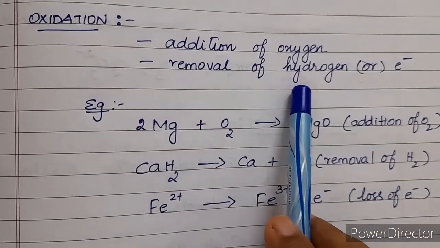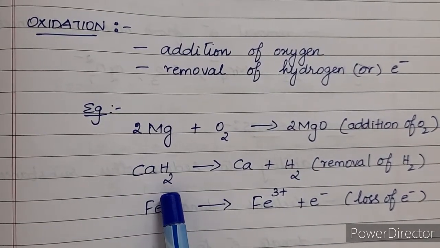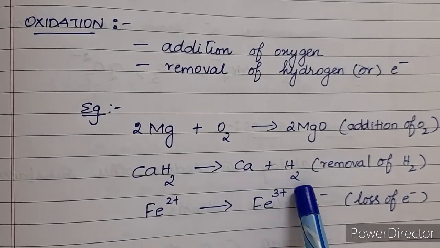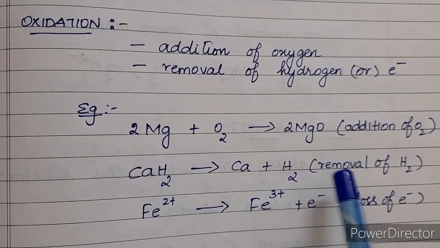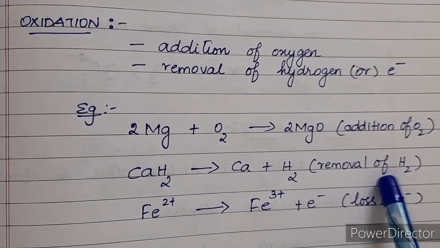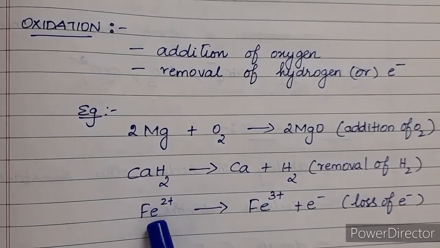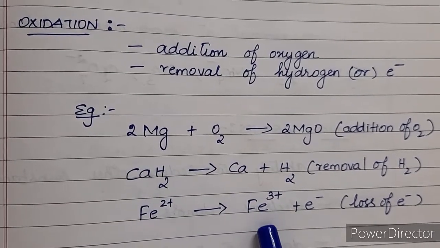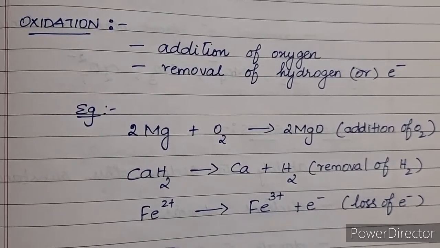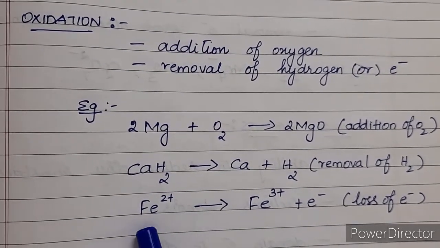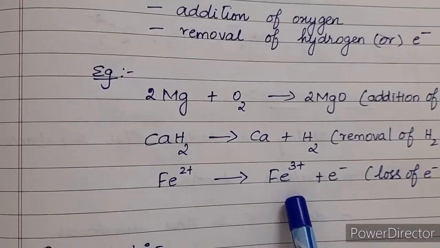We also said that the removal of hydrogen is oxidation. So calcium hydride, when it decomposes, forms calcium and hydrogen. Hydrogen is removed from the compound calcium hydride. So removal of hydrogen takes place, and it also comes under oxidation reaction. Now see this example, Fe2+, where the oxidation state is 2+. It loses an electron and forms Fe3+, where the oxidation state is 3+. So after losing an electron, it moves from the oxidation state Fe2+ to Fe3+.